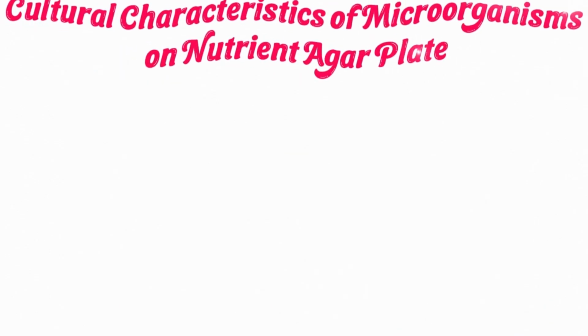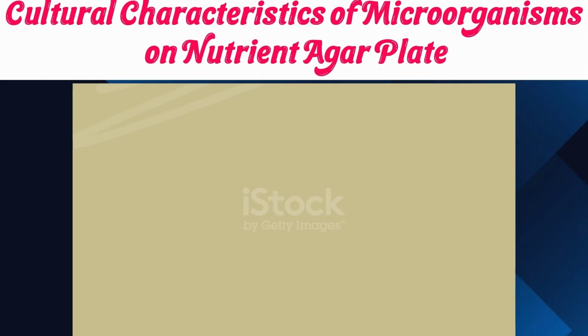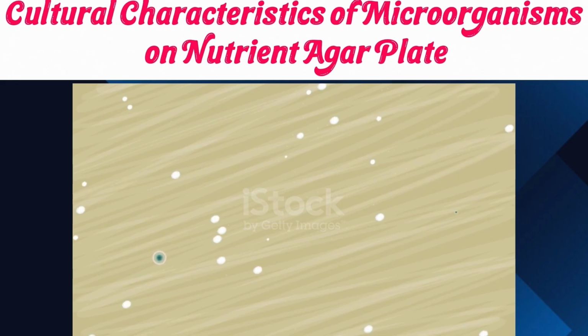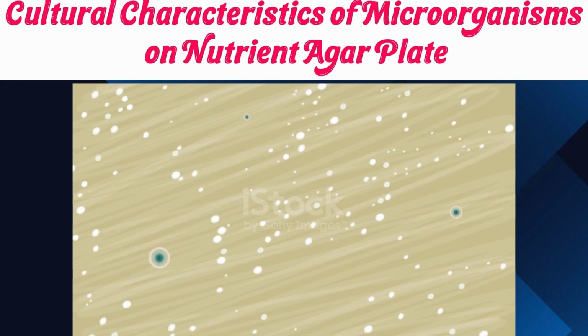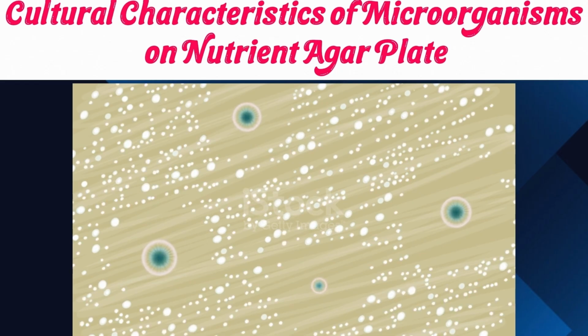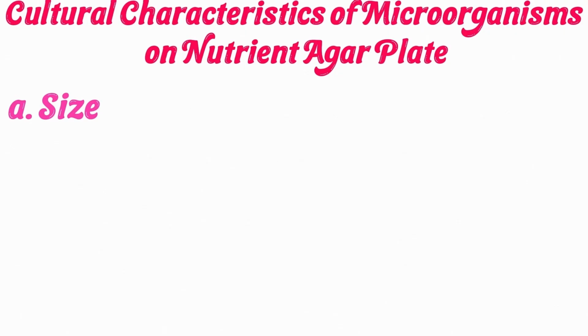Now we will see cultural characteristics on nutrient agar plate. Unlike an agar slant, the agar plate provides a large flat surface where isolated colonies can develop. Each colony usually originates from a single bacterial cell or a small cluster of cells. Because colonies are isolated, we can study many additional characteristics such as size. The word size simply refers to how large each colony becomes.